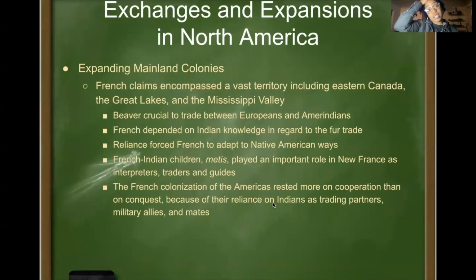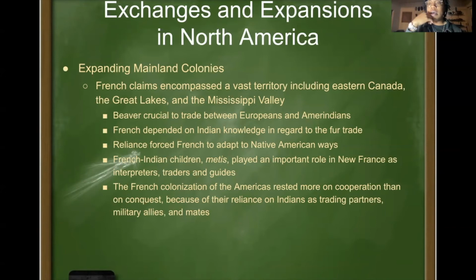All right, so exchanges and expansions in North America. Expanding mainland colonies. French claims encompass vast territories, including Eastern Canada, the Great Lakes, and the Mississippi Valley. So we're going to see that the French are going to have this huge piece of land in North America. It's pretty much all connected. It goes all the way down from the Gulf of Mexico all the way up into Canada.